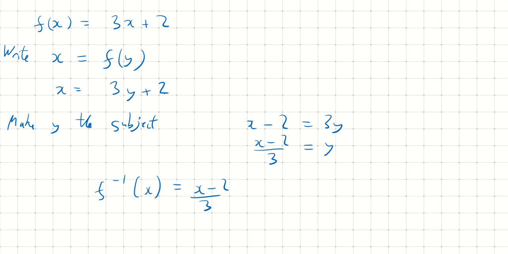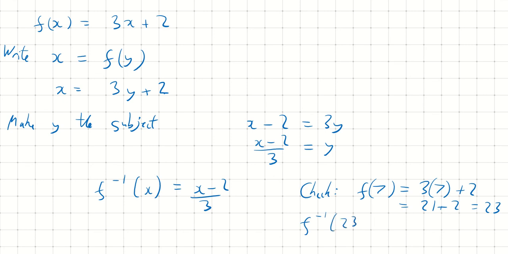We can check that this is true. Let's, for example, work out f(7). f(7) is 3 lots of 7 plus 2, which is 21 + 2 = 23. Now, if we've done it right, our f^-1(23) should get us back to 7. So let's check. f^-1(23) is (23 - 2)/3, which is 21/3, which is 7. So it did work out fine.